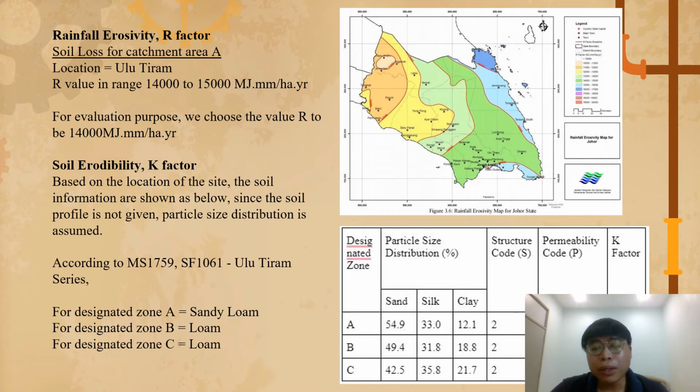This is the particle size distribution given for the three designated zones. And then we get the structure code and permeability code. For designated zone A, we get the K factor 0.035, B is 0.039, and C is 0.037, which shows that A is sandy loam, B is loam, and C is loam.